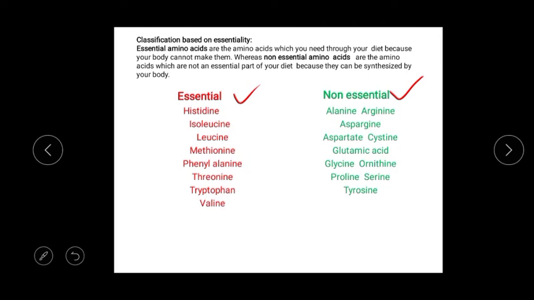Whereas non-essential amino acids are those which are produced by our body. So there is no need to take them through diet because they can be synthesized by our body. For example, essential amino acids are histidine, isoleucine, leucine, etc. Non-essential are alanine, asparagine, etc. So these are the main classifications of amino acids, based on the functional groups and based on essentiality.